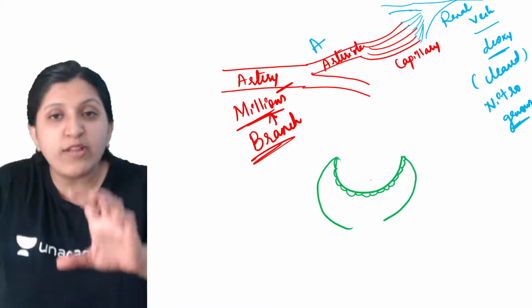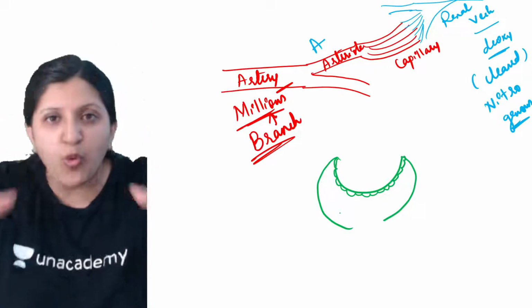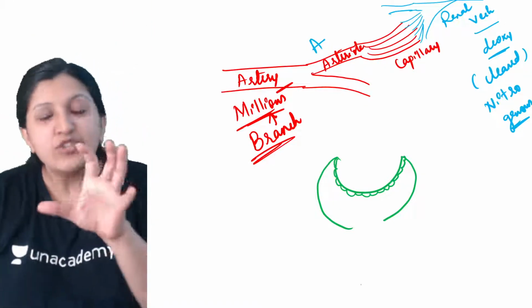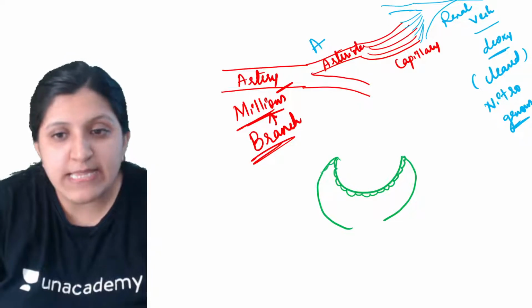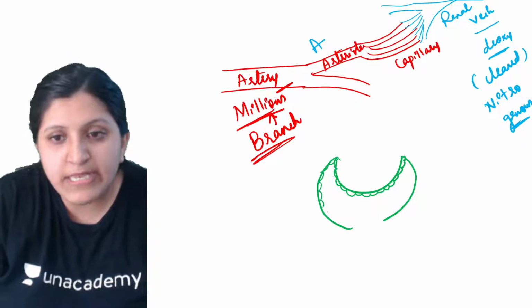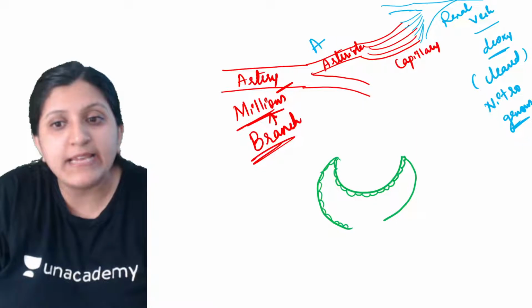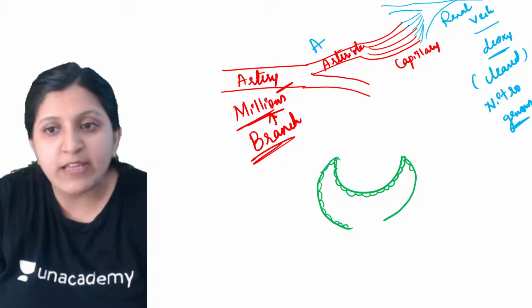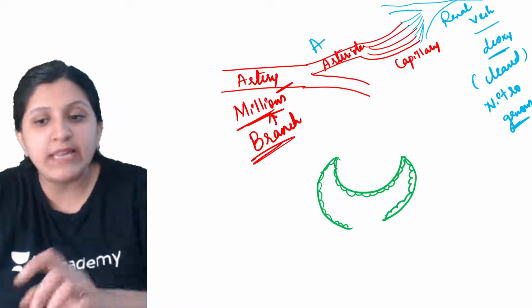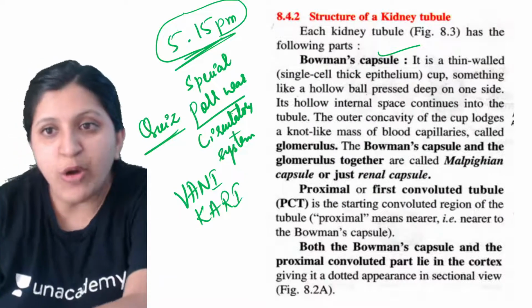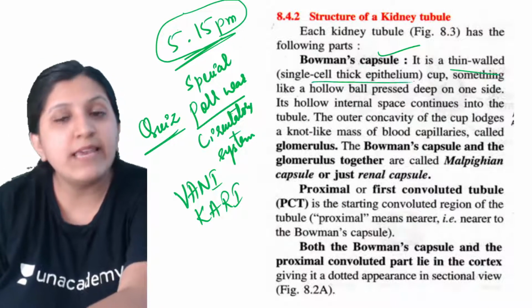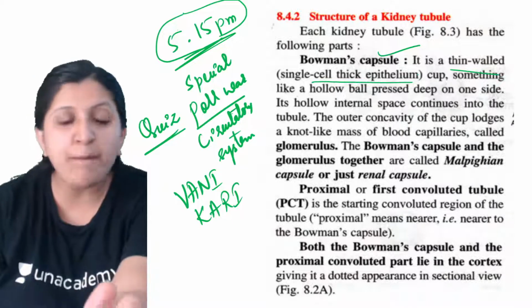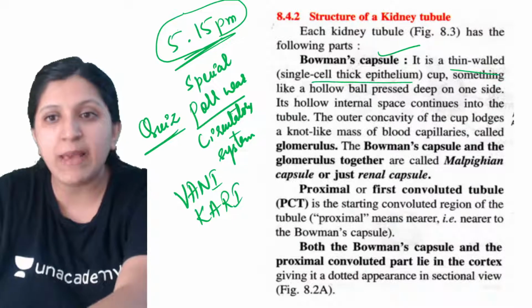The nephron is not like one whole cell actually. It is made up of many cells, but a layer of cells. So many cells are there but not many layers. So we can find a single layer of epithelium. So the Bowman's capsule is a thin walled single cell thick epithelium. There is no compound epithelium, there is a simple epithelium.